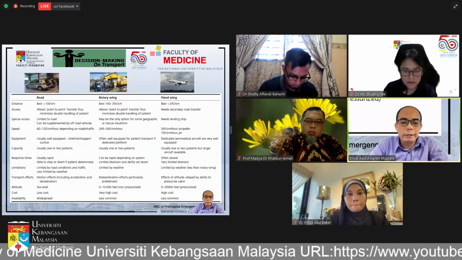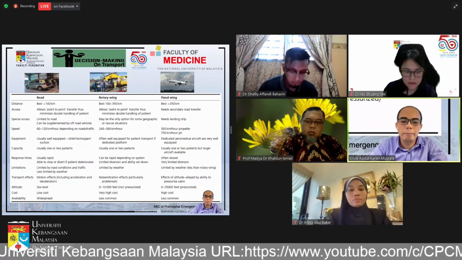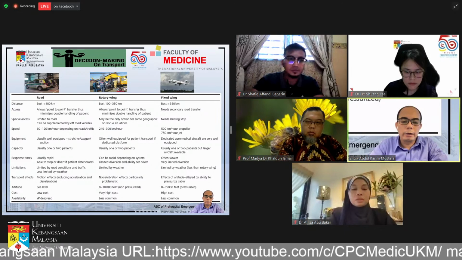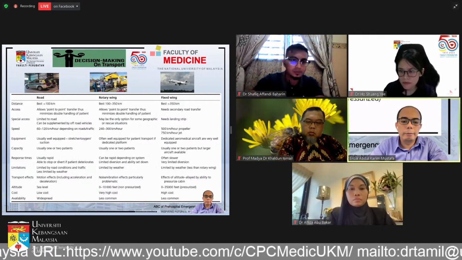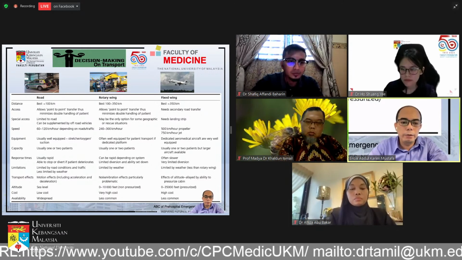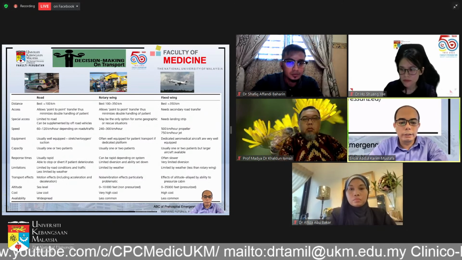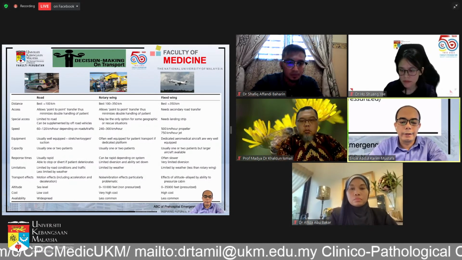But if you want to use a rotary wing, this is not a possibility because there are some procedures that have to be followed. So this is one view that you can see where you can decide whether you want to use road or air transportation. Of course, the cost is very low for the ambulance, but there is quite a high risk there.